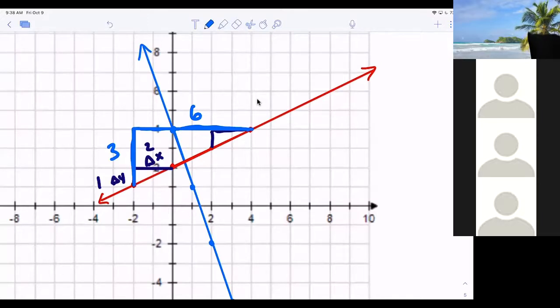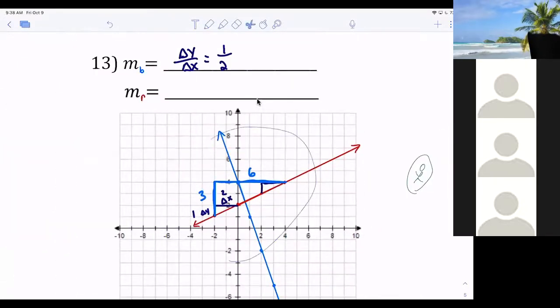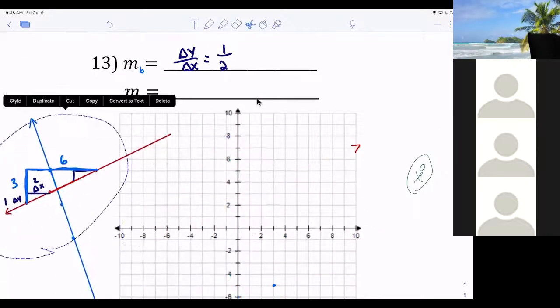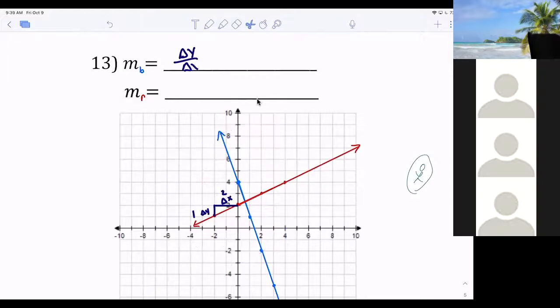So, beautiful. Now I'm looking at the red line. All right, I'm looking at the red line. Just so I can see it better, I'm going to move this garbage up. I'm going to get rid of this real quick. All right, here we go.